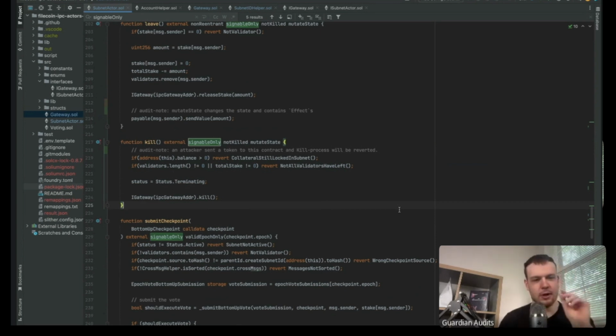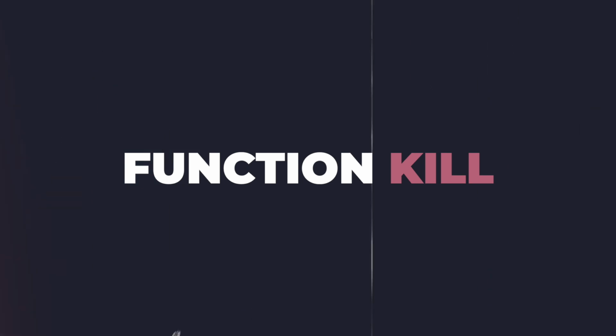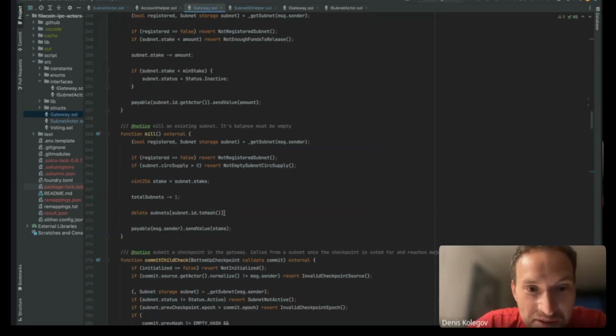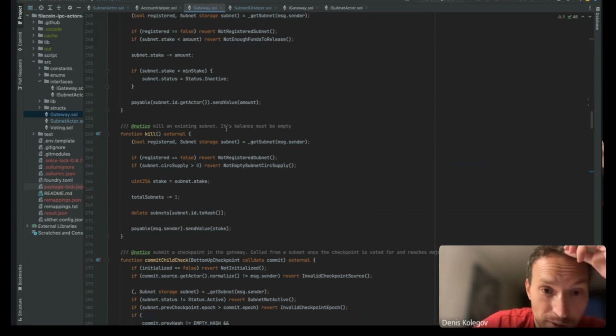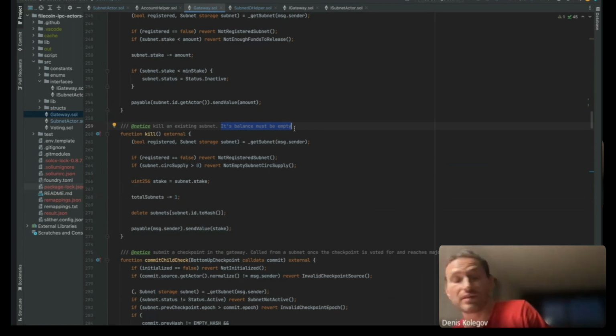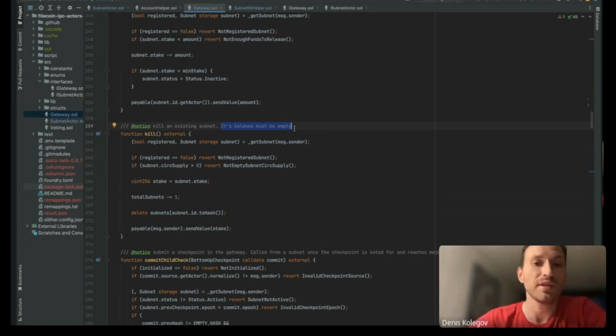I guess we'll get into that because I think the reward function will do something like that. But let's continue on and look at kill first, and then we can get into rewards and stuff like that. Kill existing subnet. The requirement here is that the balance must be empty. So the attacker may send something, and this requirement will not be satisfied.